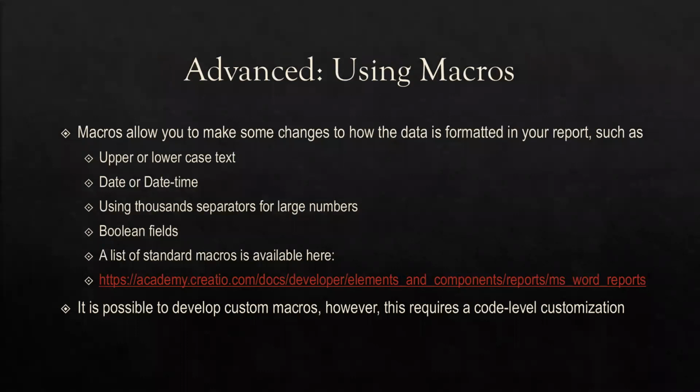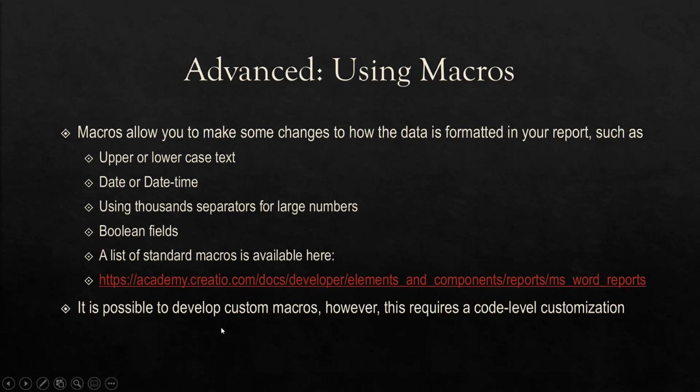So Creatio's got some macros pre-built for you that allow you to change how the data is formatted in your report. If you want to change how it shows, like, is it uppercase or lowercase text? Is it a date versus a date time? Do you want to use a 1,000 separator, like a comma when you've got large numbers? How do you want your Boolean checkbox fields to show? So I included a link to a list of the standard macros that are available.